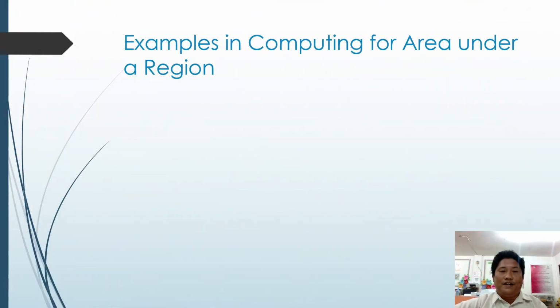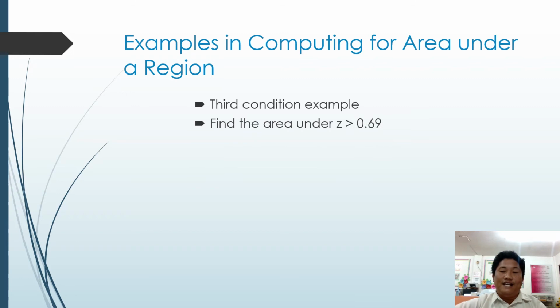Now let's have our third example in computing for area. This is under the third condition. For the third condition, z is greater than a positive value. So find the area under z greater than 0.69. So let's try to locate 0.69. Yes, that's 0.69. Since it's greater than, we will shade the right side of that line. So that's the area that we're looking for. And based on the illustration, it's still less than 0.5.